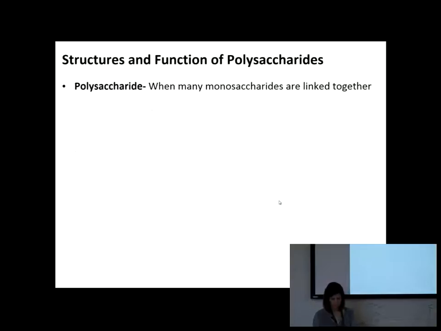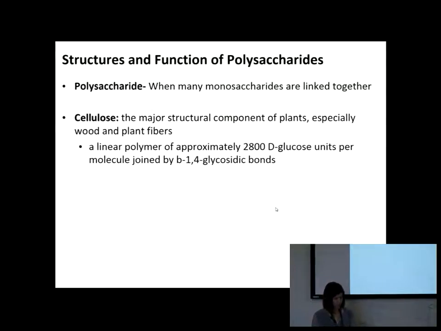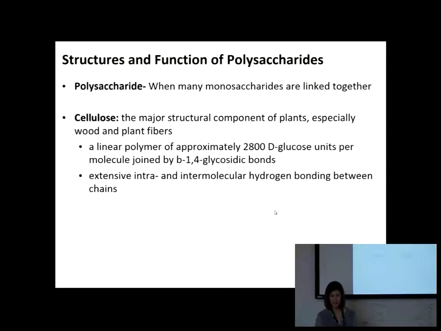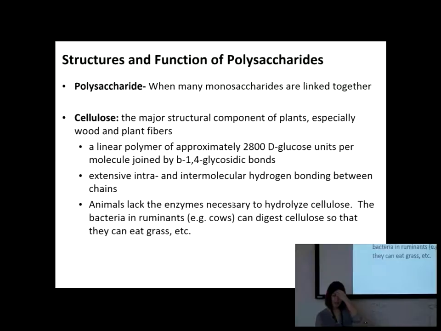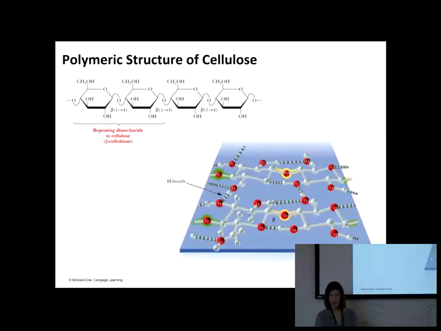All right, so the polysaccharides that we're going to talk about. When we are linking many monosaccharides together, cellulose is going to be a long chain polymer of 2,800 D-glucoses. It has beta 1,4 glycosidic linkages. Again, because we don't have the enzyme that can break apart this beta 1,4, cows have the bacteria that can do that. Why is cellulose good for structure? Because we have a lot of interchain and intrachain hydrogen bonding.